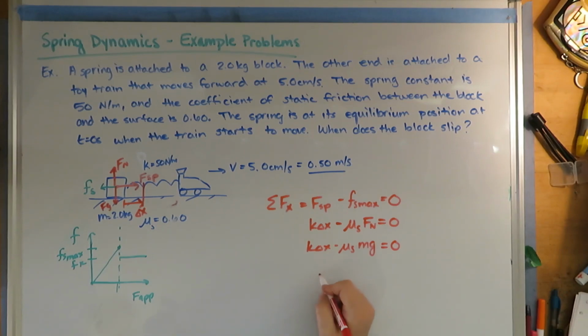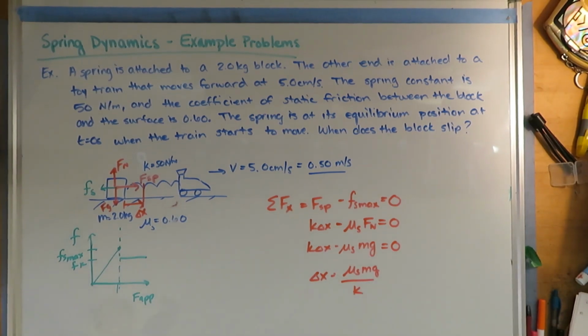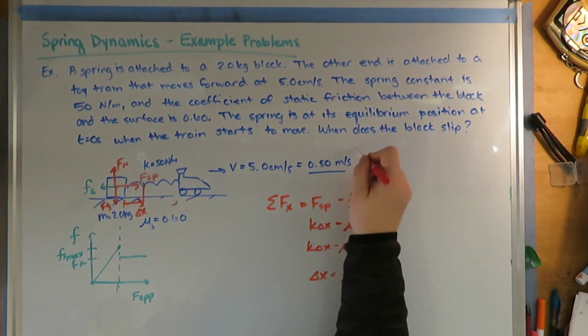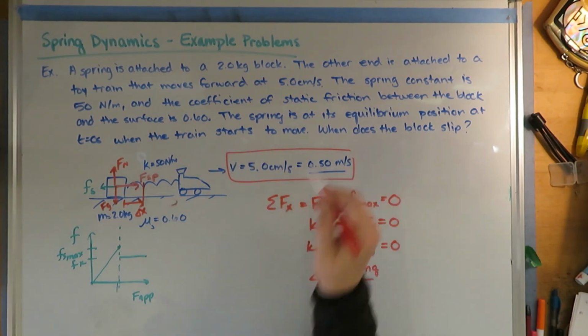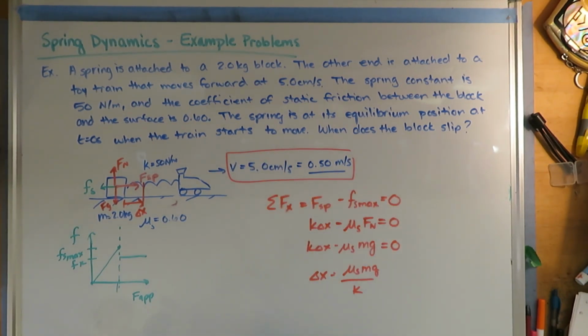So solving for that displacement is going to be mu s mg over k. But I'm not looking for the displacement. I'm looking for time. Well, how do I get time? In this case, the train is moving at a constant speed, which means the spring is being stretched and displaced at that same constant speed.